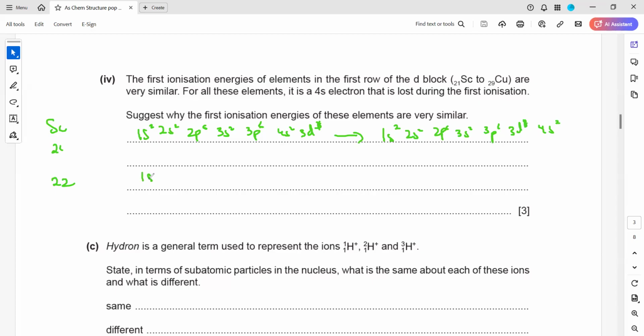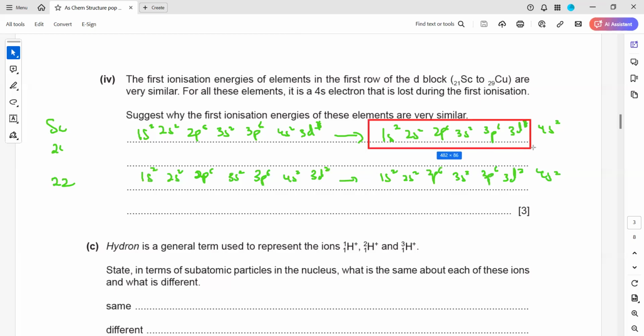If I have 22, it will be 1s2, 2s2, 2p6, 3s2, 3p6, 4s2, and 3d2. But when we write in terms of energy, 1s2, 2s2, 2p6, 3s2, 3p6, 3d2, and 4s2. So what is actually happening in the transition elements? In terms of the inner shell electrons, the inner shell electrons are increasing. First it was 3d1, then 3d2, then 3d3, 3d4.